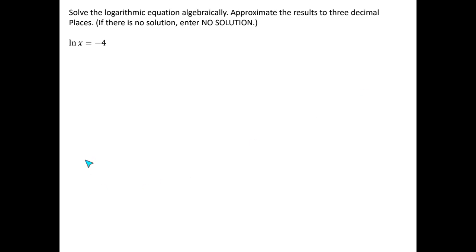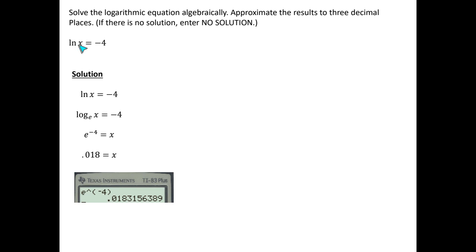You want to check your solution. Since we're working with logarithms, whatever x is has to be positive. So if I put 0.018 in here into this x, then I get natural log of a positive number, which is going to be okay. So that is going to be a solution.